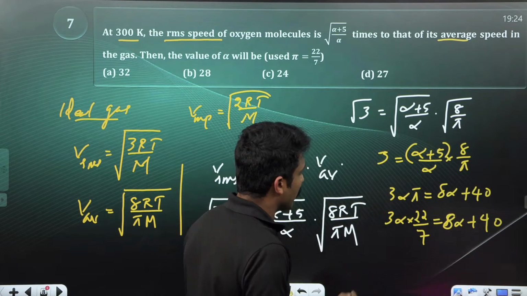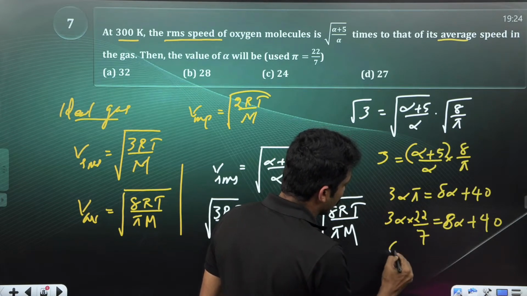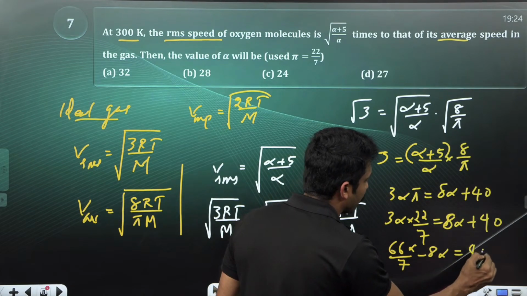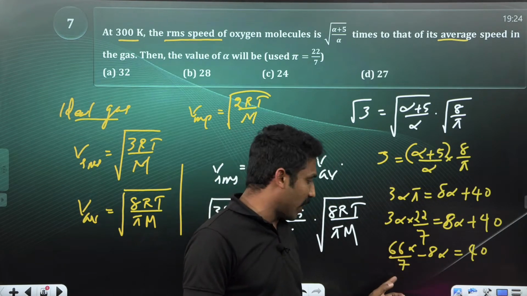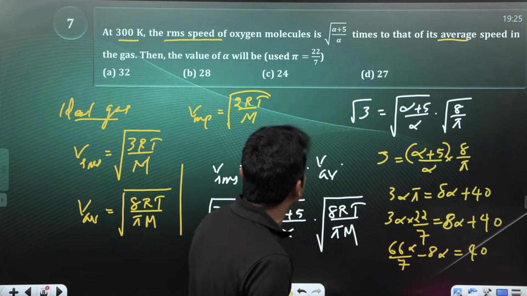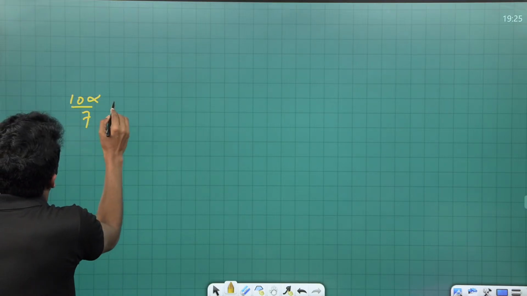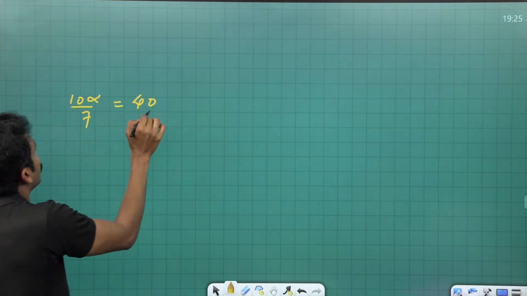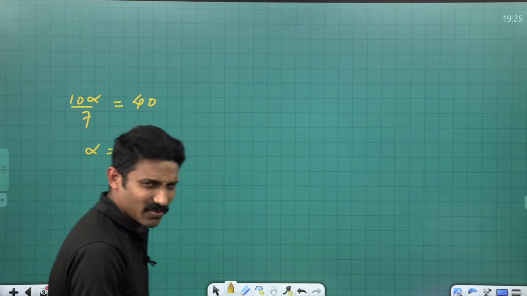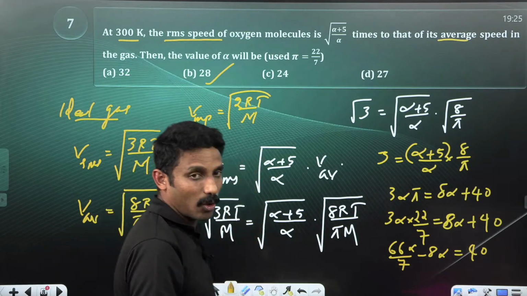Now solving this, 66 alpha by 7 minus 8 alpha is equal to 40. Now 66 alpha minus 56 alpha, that is 10 alpha by 7, is equal to 40. Now the 0s cut, and we get alpha is equal to 4 into 7, that is 28. Very simple. Alpha is equal to 28 is the answer, option B.